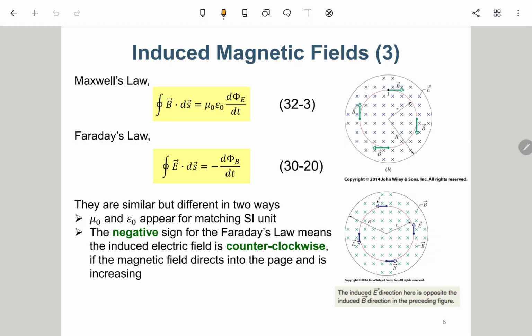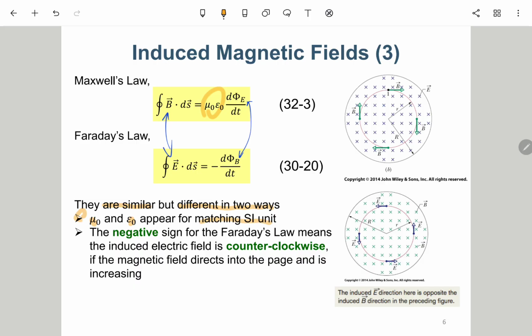Here we just try to compare this Maxwell equation with Faraday's law. They look very similar. Of course, you exchange B and E for these two terms, and then there are two main differences. They are similar but different in two ways. The first one is mu naught epsilon naught, the permittivity and permeability appearing here.